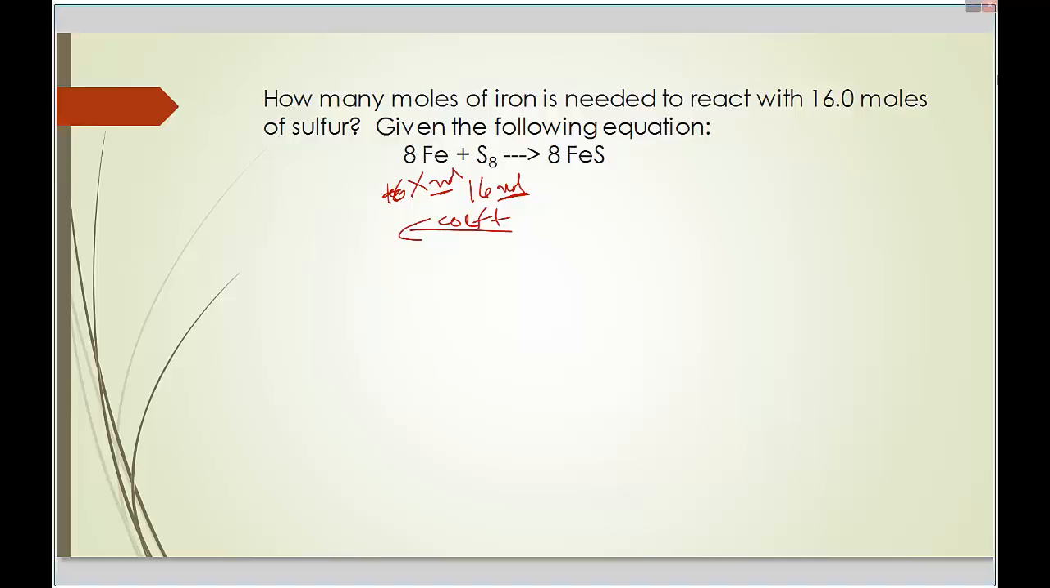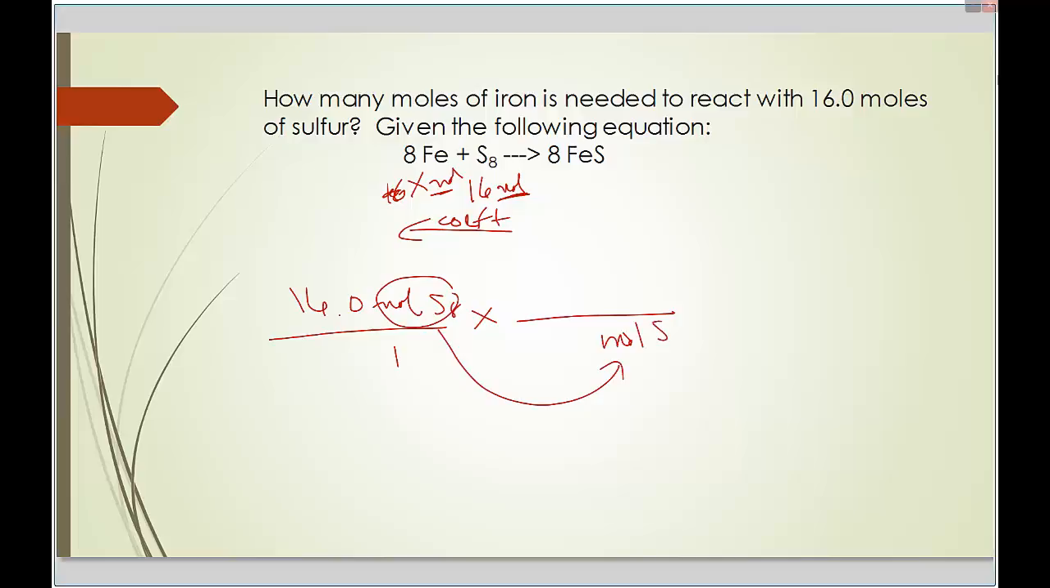So 16.0 moles of S8 over 1. We have moles of S8 on the top. I want to put moles of S8 on the bottom of the next one. This is where I look at the coefficients. I have 1 in front of the S8, and I'm trying to get to the iron. I have an 8 in front of that. So 16 times 8 divided by 1, 128 moles of Fe. That was probably the most basic you'll find.